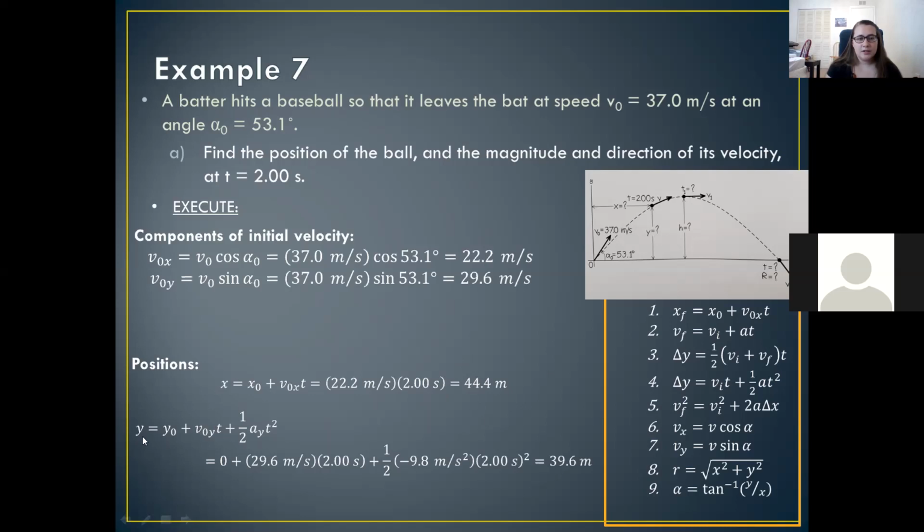Our y position, we're going to be using equation number 4 again. Our initial y position is 0. Our initial y velocity we found up here to be 29.6. We're looking at a time of 2. We know our acceleration in the y direction is negative 9.8. Again, time is 2, so we'll square that in that equation. And we get a y position of 39.6 meters. All right, so those are our two position values.